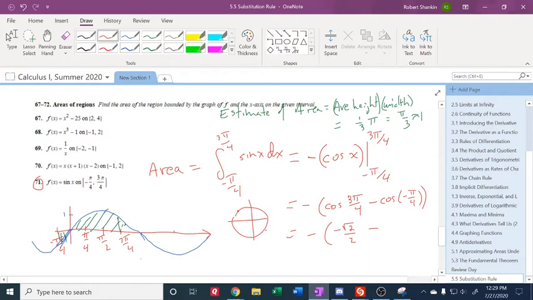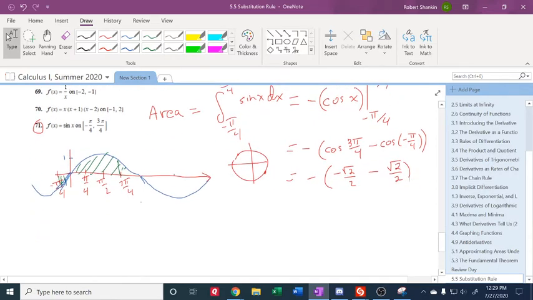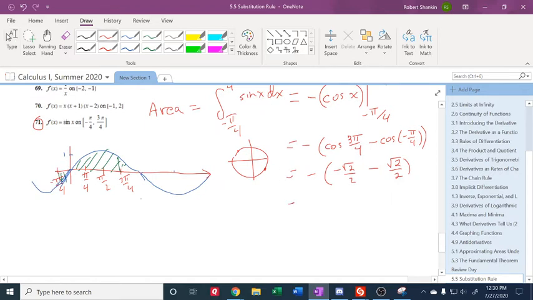Minus, now I'm going to have this point right here, because that's negative pi over 4. And the cosine of that is positive square root of 2 over 2. And then this is going to equal negative, and then these two have a common denominator. The 2's will cancel, the negatives will cancel, and I'll just get square root of 2. It's positive.